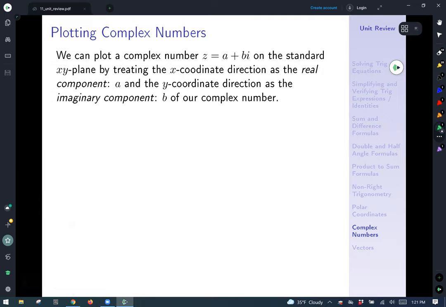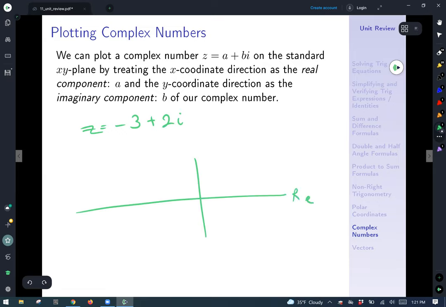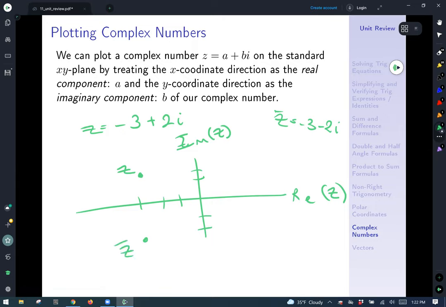And so plotting a complex number, we could plot one. We could say z is equal to negative 3 plus 2i. The real direction is your x-axis and the imaginary direction is your y-axis, so negative 3 in the real direction, 2 in the imaginary direction. Here's your point, z. And then z bar would be negative 3 minus 2i. Conjugates have kind of an interesting symmetry when you think about it.